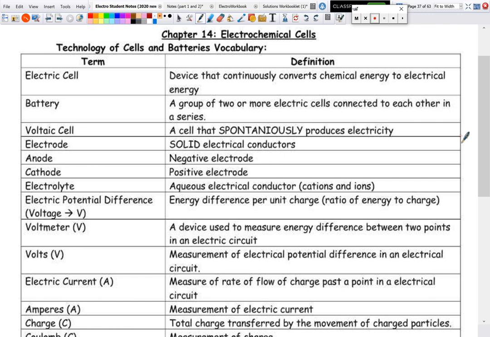Welcome back. So today we are going to be starting our chapter on electrochemical cells, focusing on voltaic cells first. Then we're going to be looking at how to get the cell potential or the voltage of a cell, and then move on to something called electrolytic cells.